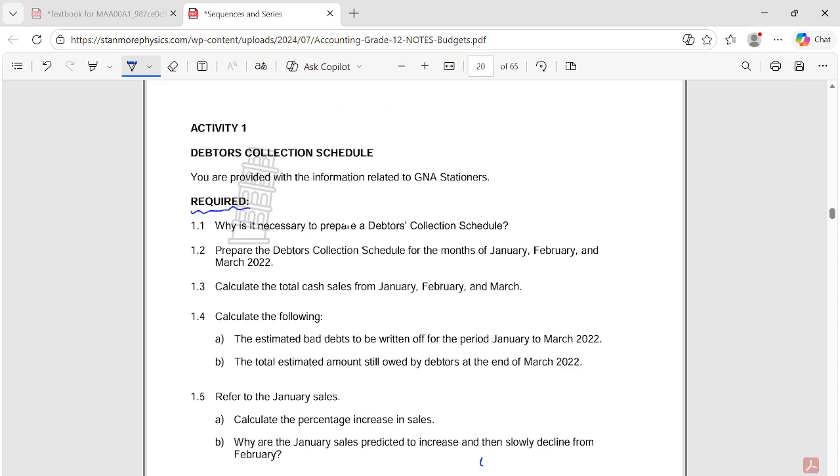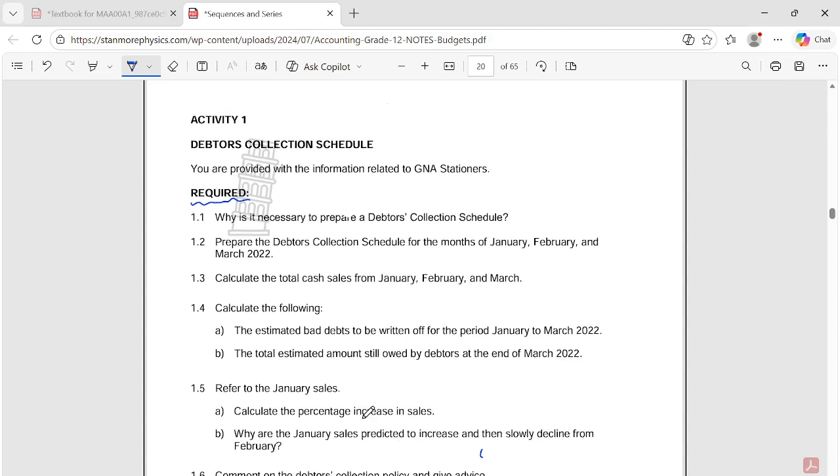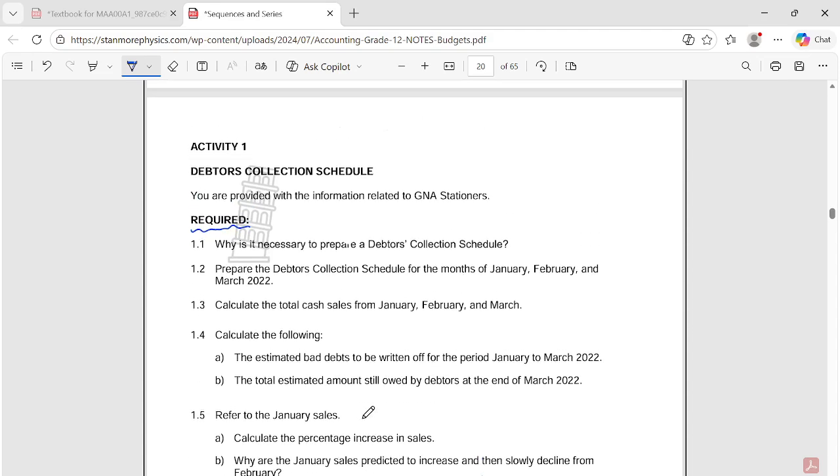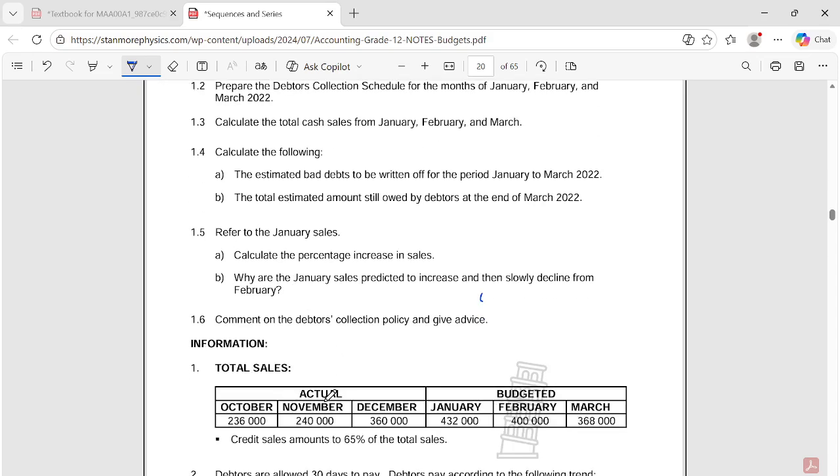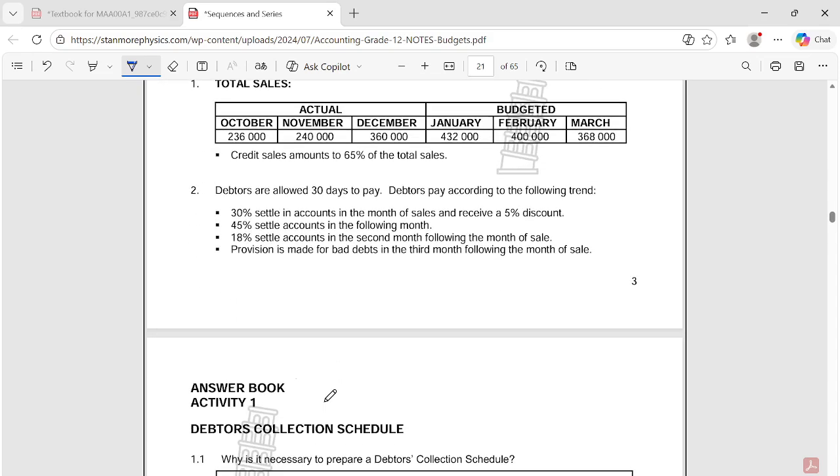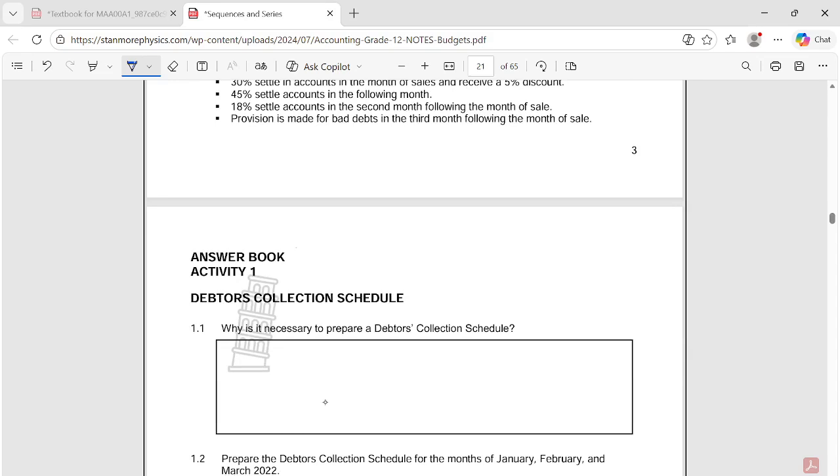In this case we are required to do questions 1.1 until 1.6. The first question says, why is it necessary to prepare the debtors collection schedule? Let me go answer the question here. You have to ask yourself a question like, why is it necessary to prepare the debtors collection schedule?